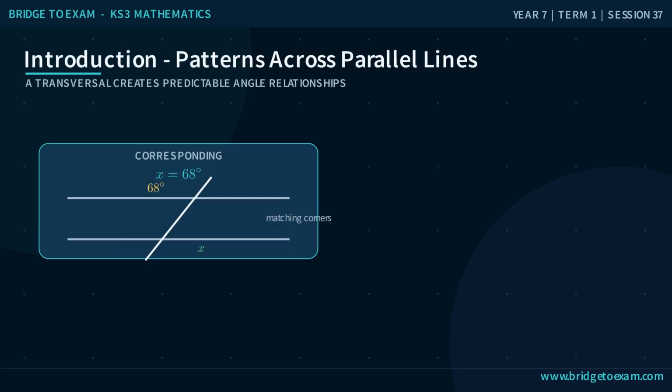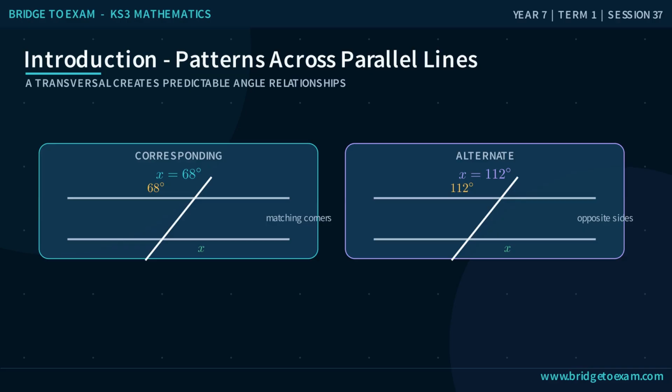Session 37. Parallel lines and angle relationships. When a transversal crosses two parallel lines, matching angle patterns repeat. Corresponding angles are equal, alternate angles are equal, and co-interior angles on the same side total 180 degrees.